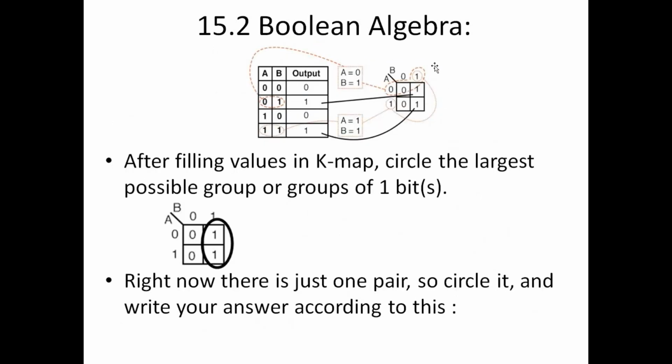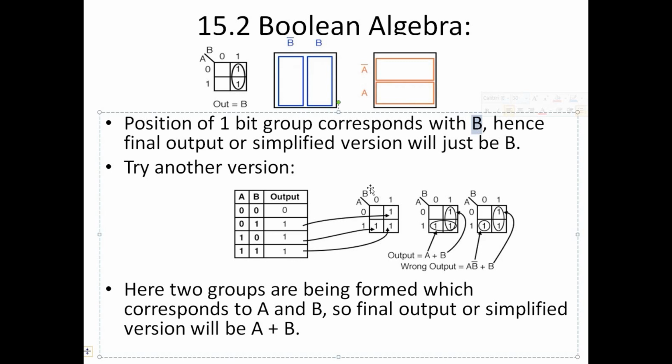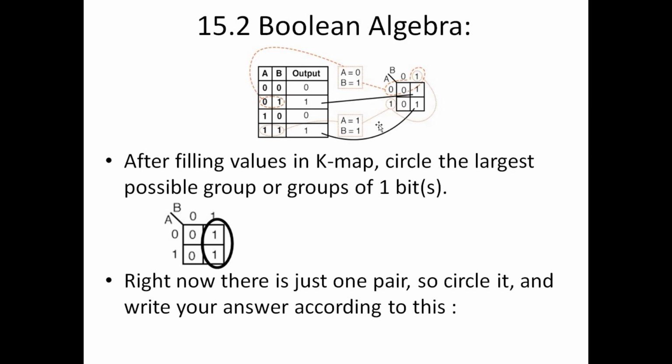Right now we have circled the second column, so that means your answer should simply be B. Hence the final output or simplified version should just be B. Whatever your B output is, as you can see, 0 1 0 1 0 1 0 1, it matches perfectly. You don't need a whole circuit, you can just write B and that's it.